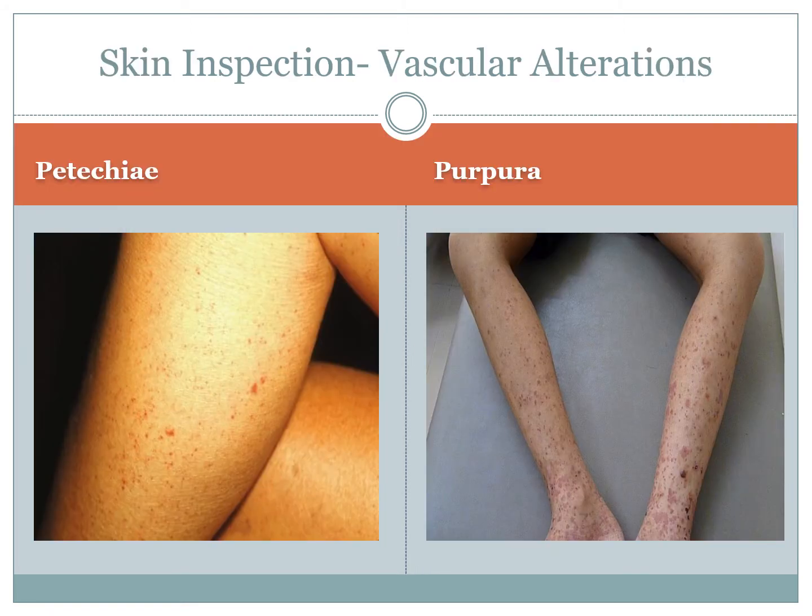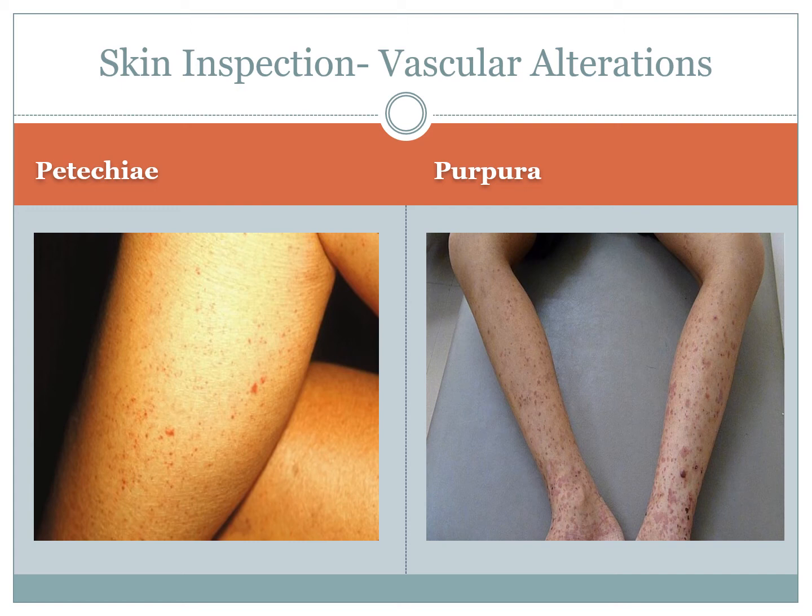Now, two quite common vascular alterations are petechiae and purpura. Now, petechiae is a red or purplish discoloration that's less than 0.5 centimeters in diameter, or as best as you can measure the diameter.